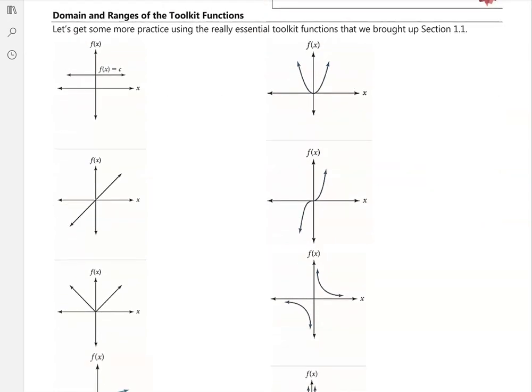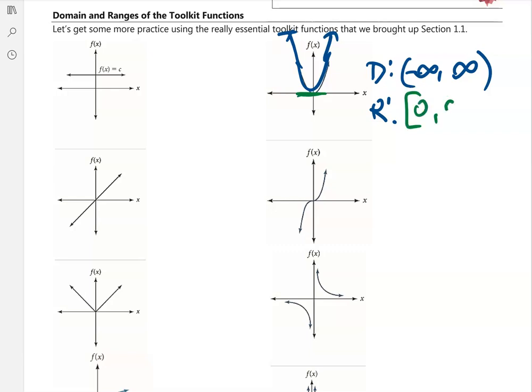Next, how about some domain and range of our toolkit functions? Let's say a parabola here. Domain and range. Domain, x values. This is continuous, so meaning all possible values of x. So this is all real numbers from -infinity to +infinity. The range is, this is the lowest point on the graph, and it's an upward parabola, so everything from 0 and above.